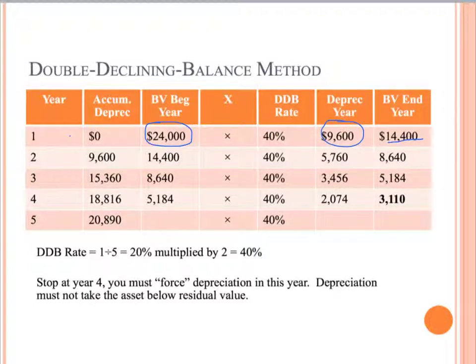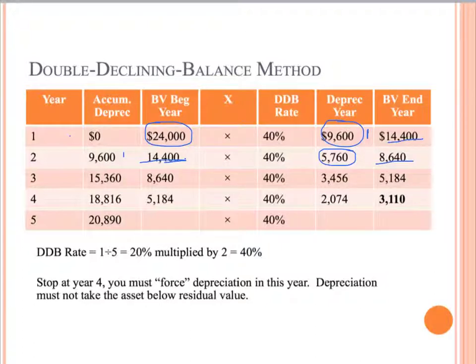In year 2, the accumulated depreciation that's already been taken care of in year 1 is right here, $9,600. Our beginning year balance is from last year's ending year balance. We take that balance multiplied by 40% and get $5,760. The $14,400 minus $5,760 gives us an ending balance of $8,640.